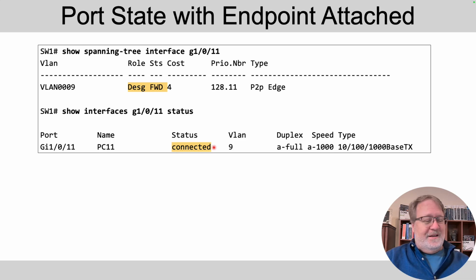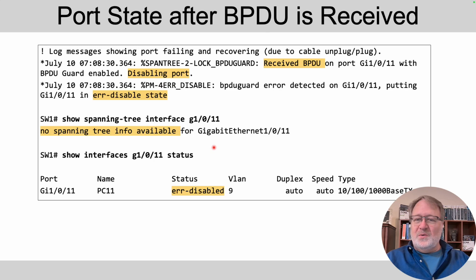Everything's good. Then, if you were to plug in a rogue switch into that port, you'd see some log messages like the ones you see at the top. Say, hey, we received a BPDU on this port that has BPDU Guard enabled. We're disabling the port. And the next message says, hey, we're putting gig 1011 in an error disabled state. And this bottom command down here, show interfaces status, shows us the status is indeed error disabled. So that's a confirmation that we placed the port in error disabled, and it's going to stay there. At least with default settings, it'll stay there until you get into config mode, issue a shutdown command, and then a no shutdown command to recover it.